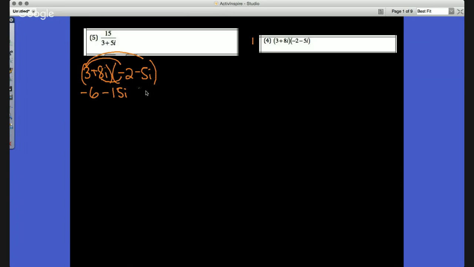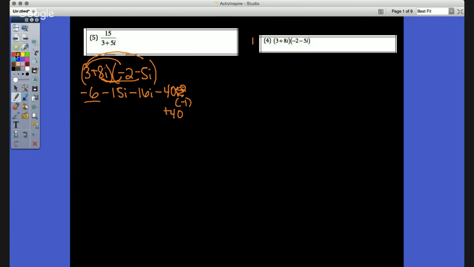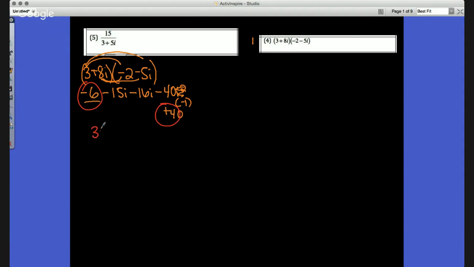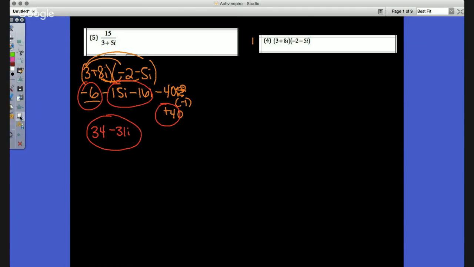Now we're going to do 8i times negative 2 to get negative 16i, and 8i times negative 5i would be negative 40i squared. Once I distribute this, I know that i squared is negative 1, so negative 40 times negative 1 would be positive 40. When I add the like terms together, negative 6 and 40, I get 34. And negative 15i minus 16i would be negative 31i. And that's how I would leave it.